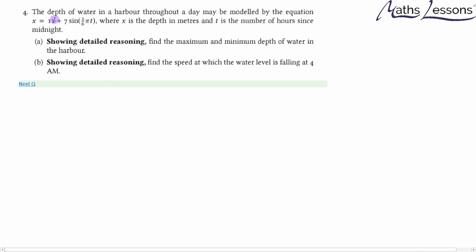Right, here we go. So we want to find the depth of the water in the harbour throughout the day, modelled by the equation x equals 11 plus 7 sine pi over 6t, where x is the depth in meters and t is the number of hours since midnight. And we're going to show with detailed reasoning. That means you can't just draw your graph.